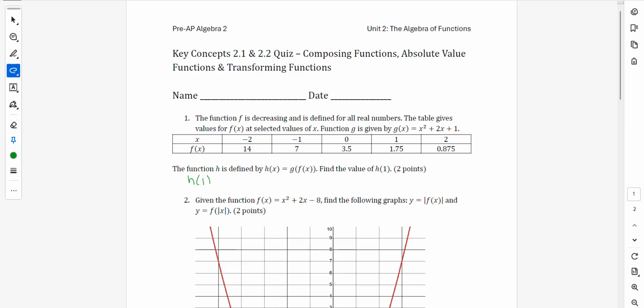So when we see h of 1, whenever we're plugging things in for a variable, like in this case x, it is always a handy thing to write it out. If I'm trying to find h of 1, this means I'm doing g of f of 1. Right? We're plugging it in. That is true of any type of composition, whether it's numerical like this or if we're plugging in something algebraic.